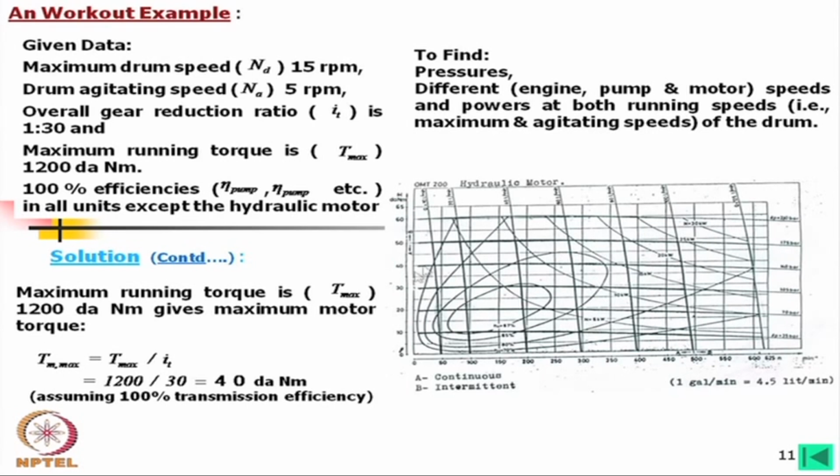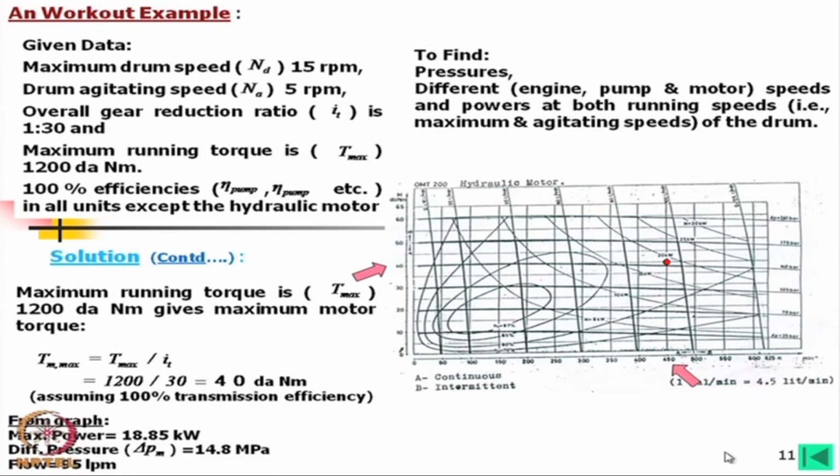Now, looking into this motor characteristics curve, 450 rpm is here, because we need 450 rpm. So we will follow this line, and the torque is 40 decanewton meter. We will find that this is our operating point. At that operating point we will find the power, etc. We will look into this.